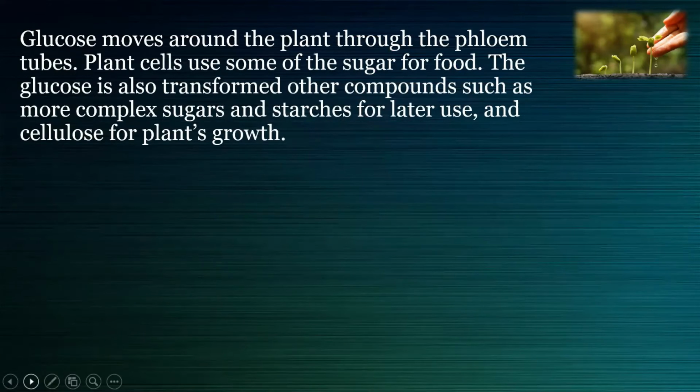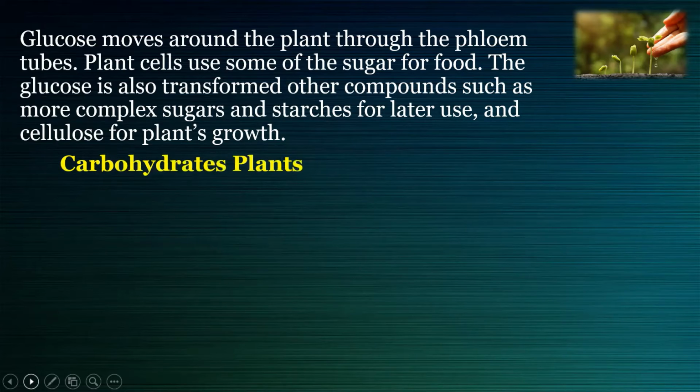Glucose moves around the plant through the phloem tubes. Plant cells use some of the sugar for food. The glucose is also transformed into other compounds such as more complex sugars and starches for later use, and cellulose for plants' growth.